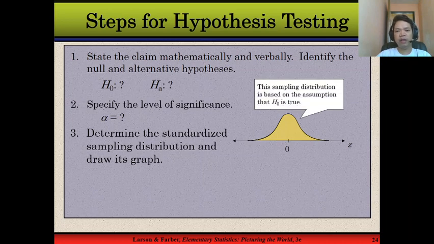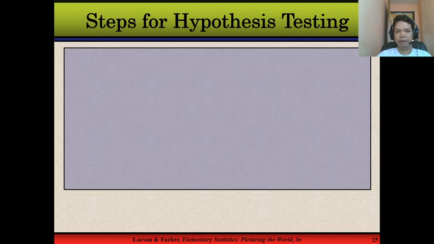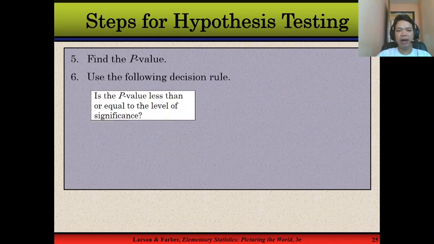Step 2, identify natin yung level of significance. Step 3, determine natin yung sampling distribution. Ibig sabihin, draw the curve. Step 4, anong test statistics? Anong formulang i-apply natin? Step 5, ano ang p-value natin?